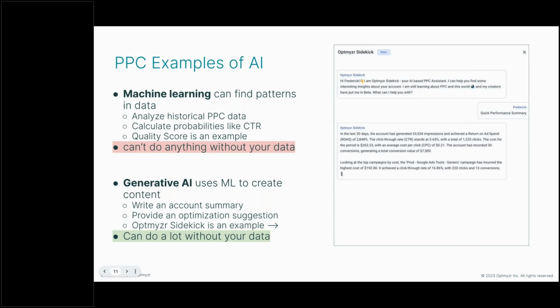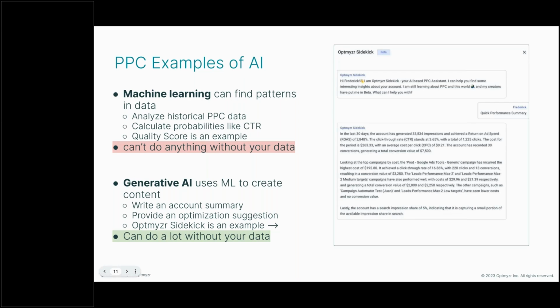So when we look at some PPC examples of the two types of artificial intelligence, on the one hand, you see machine learning. Again, that's about finding patterns. So it's analyzing historical PPC data to predict the future cost per click or a future click-through rate, like we did with Quality Score. But it can't really do much without your data being put in, right? So you have to feed it your historical data for it to be able to make predictions about future events.